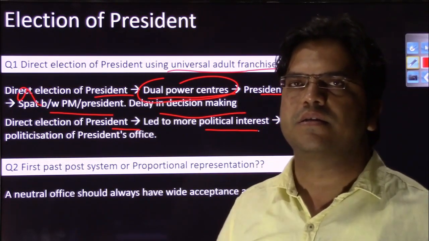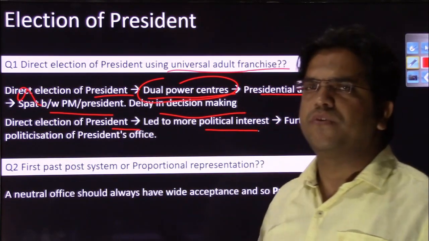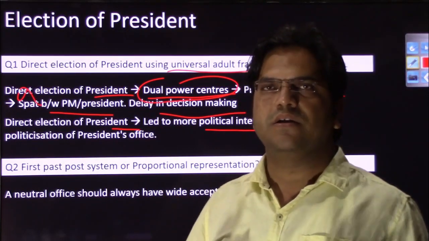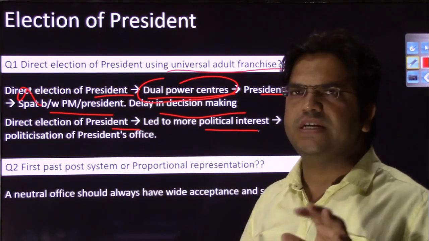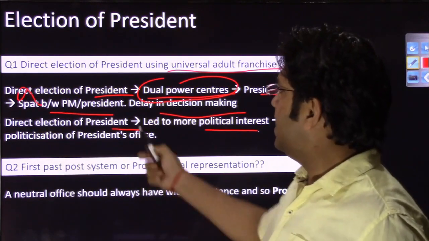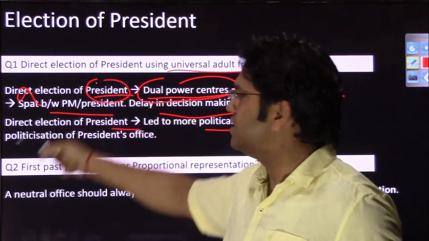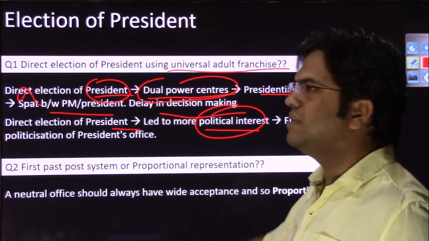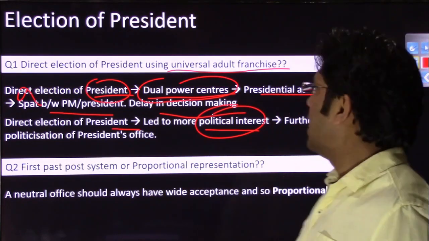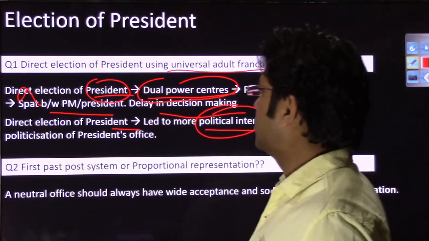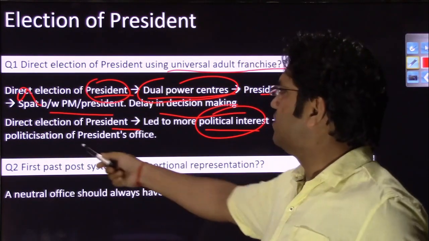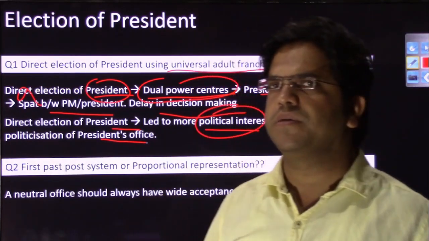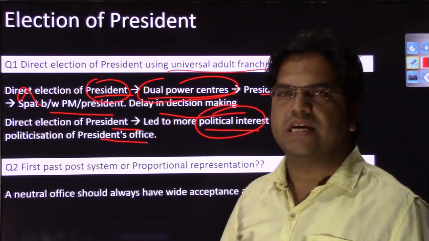Although political interest even today is not immune from the presidential election, right now the President is a titular head, a nominal head, so he does not have much power. But if his presidential office is given more power, you will see intense political activities when the presidential election happens, and that is not good for any democracy. So that will lead to further politicization of the president's office, where neutrality, bipartisanship and impartiality is expected.